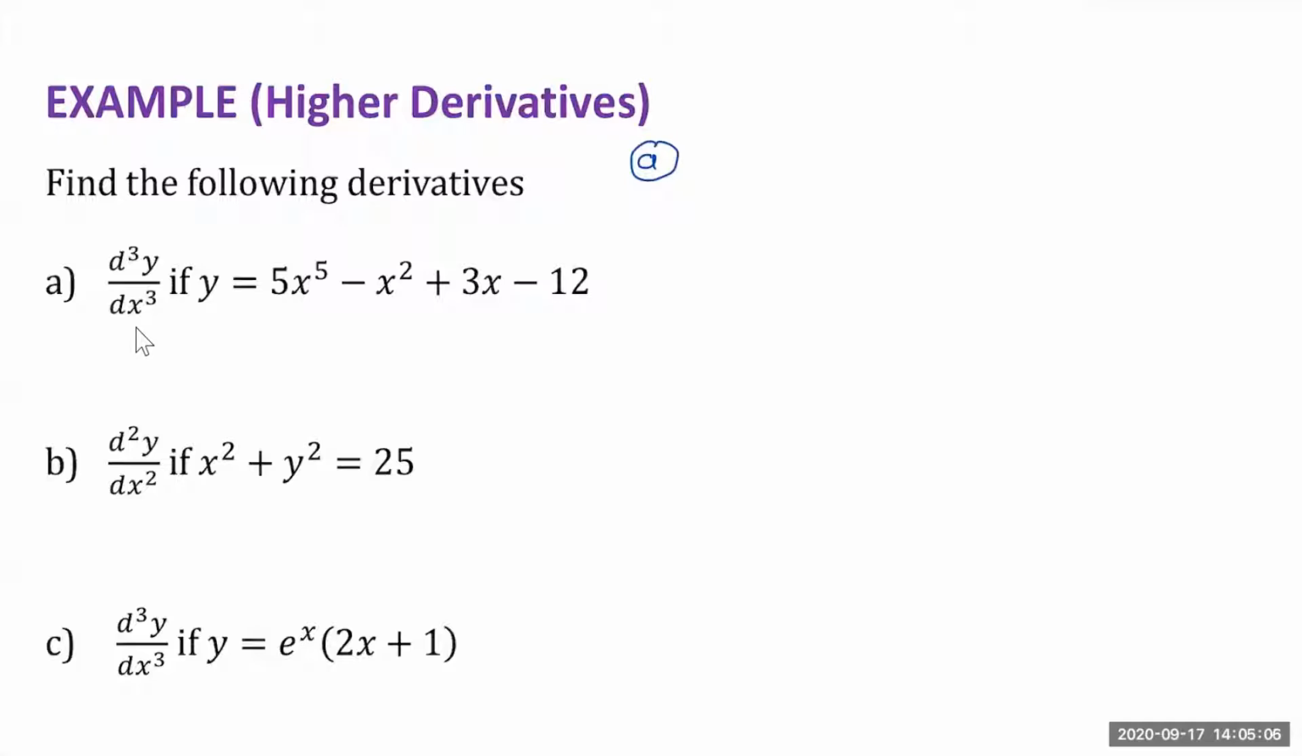The function given is y equal to 5x to the 5 minus x squared plus 3x minus 12. That's our function. This is the explicit function because you have y by itself already. So if you want to find the first derivative, it will be dy over dx. And the first derivative will be, if you want to find the derivative of 5x to the 5, you'll use the power rule. You'll bring that 5 down.